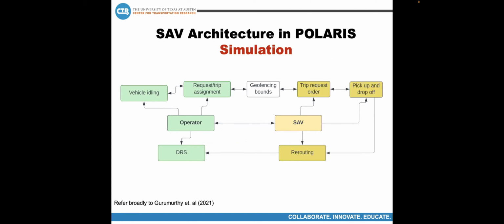So we're using the Polaris framework to simulate shared autonomous vehicle operations. Firstly, the Polaris framework is an agent-based modeling framework that's designed to simulate large-scale transportation systems. And this includes travel demand, network.